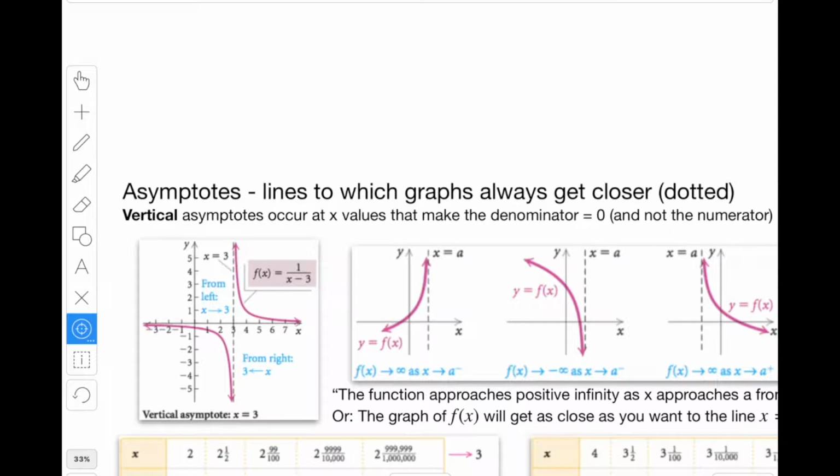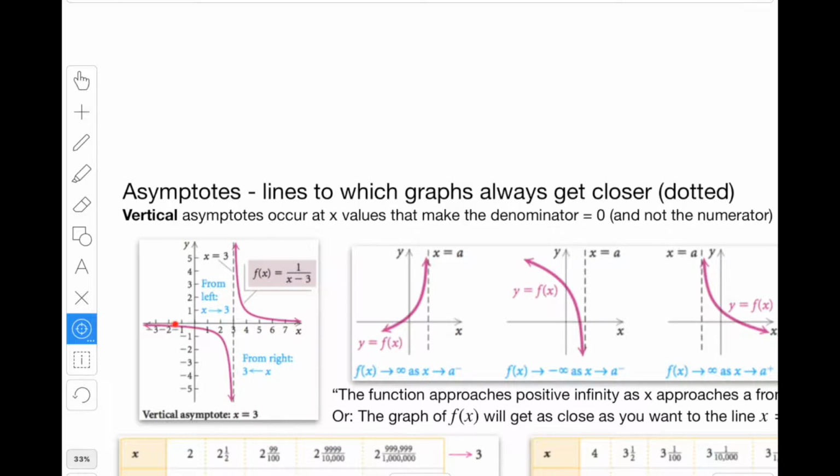Anyway, we've got to define the word asymptotes. What are asymptotes? They are lines to which the graphs will always get closer, and they're represented almost always by dotted lines. So you can see here's the dotted line, that's the asymptote, and the function we're graphing will always get closer to this asymptote. The further down you go, the closer you get. The further up you go, the closer you get.